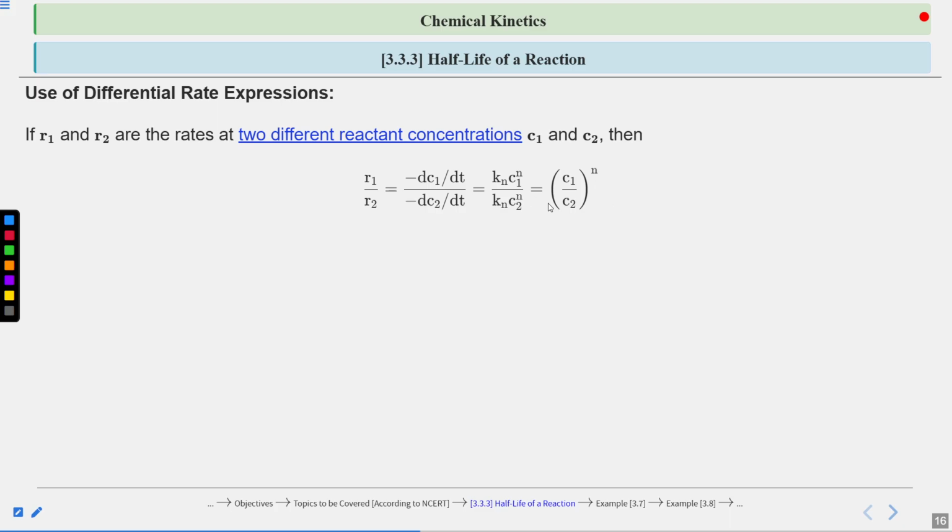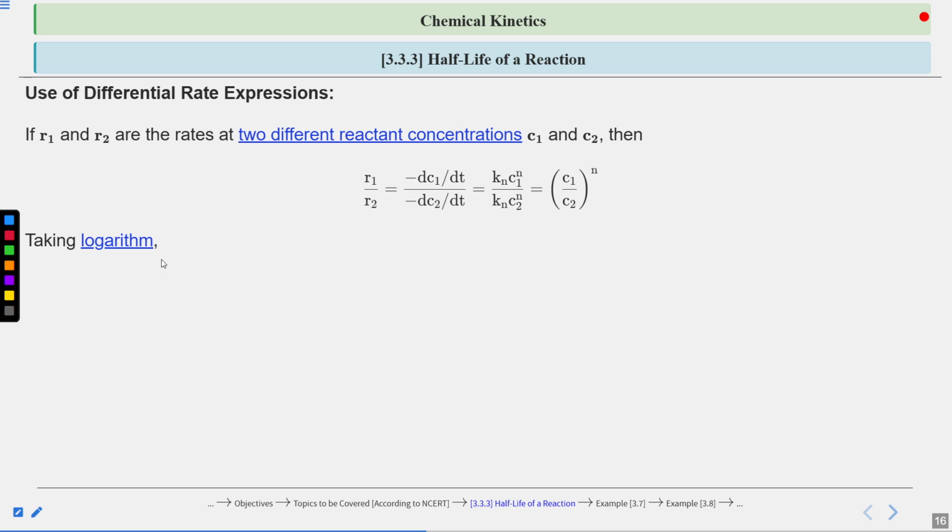Right? So Kn will get cancelled out, and (C1 by C2) to the power n will be equal to R1 by R2. So if R1 and R2 are rates at two different concentrations C1 and C2, then R1 by R2 is equal to (C1 by C2) to the power n, where n represents the order of the reaction.